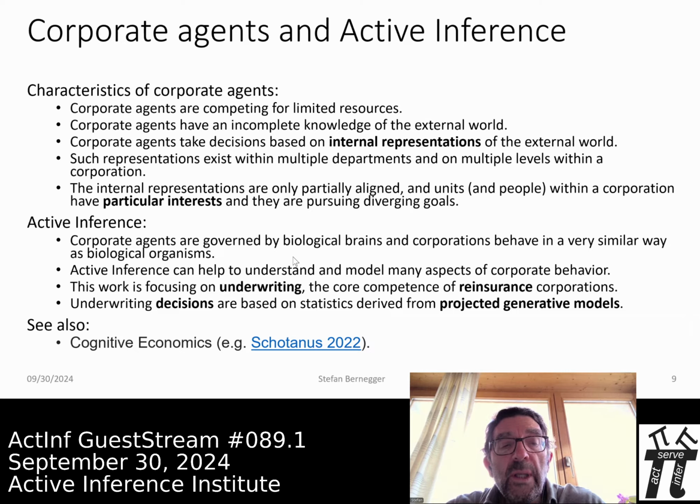But what I'm doing here, I'm just focusing on underwriting or in reinsurance, and what I'm going to show is how generative models can be used in this process. And maybe just if you want to look at a broader role of active inference in economics, there is one link which also introduces the term cognitive economics. So this is where it would fit in a broader picture.